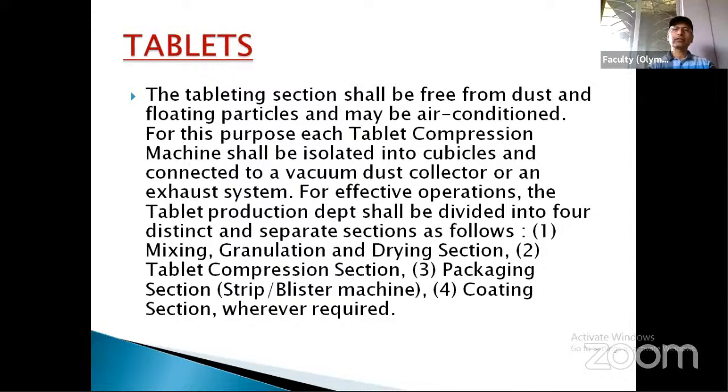To minimize the chance of contamination, each tablet compression machine shall be isolated into cubicles and connected to a vacuum dust collector through an exhaust system, such that the particles, the powders which are coming out from the machine, can be collected separately in a separate area. So for each compression machine, a separate vacuum dust collector is provided through the exhaust system.